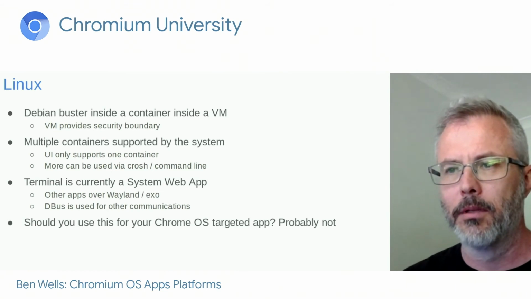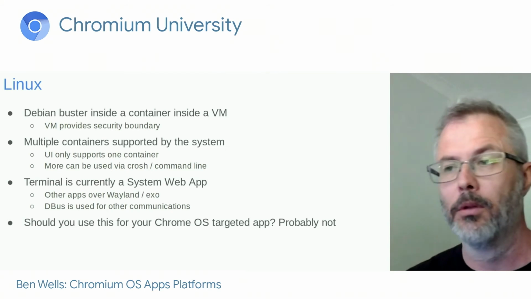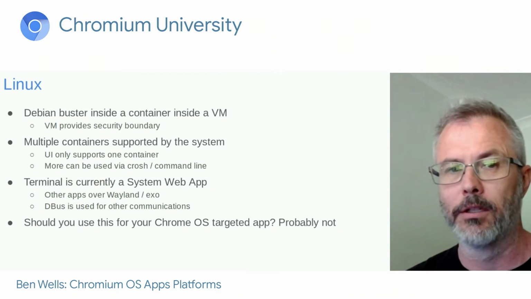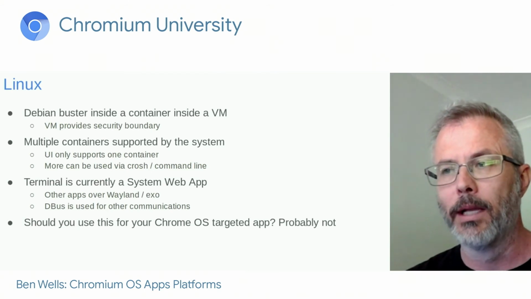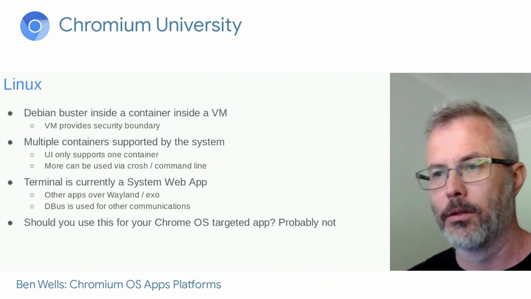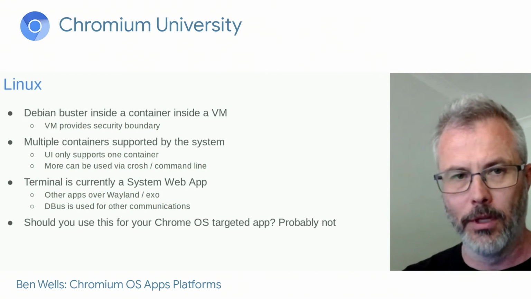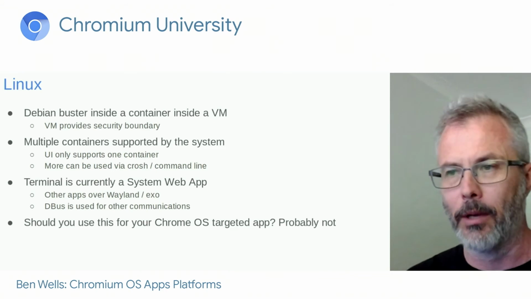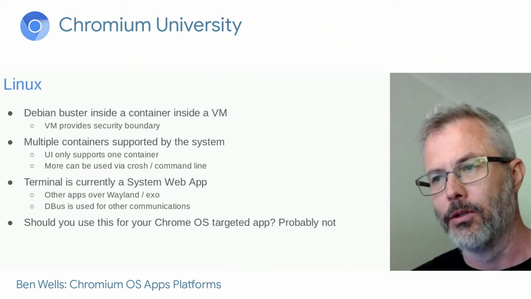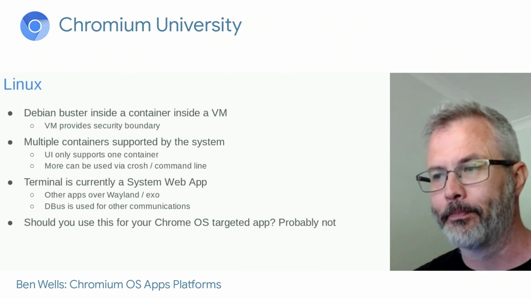The other apps, for example, if you install GNOME Terminal, or if you install VS Code, they use Wayland and Exo, just like Android, to do their windowing and graphical output. And D-Bus is used for other communications.